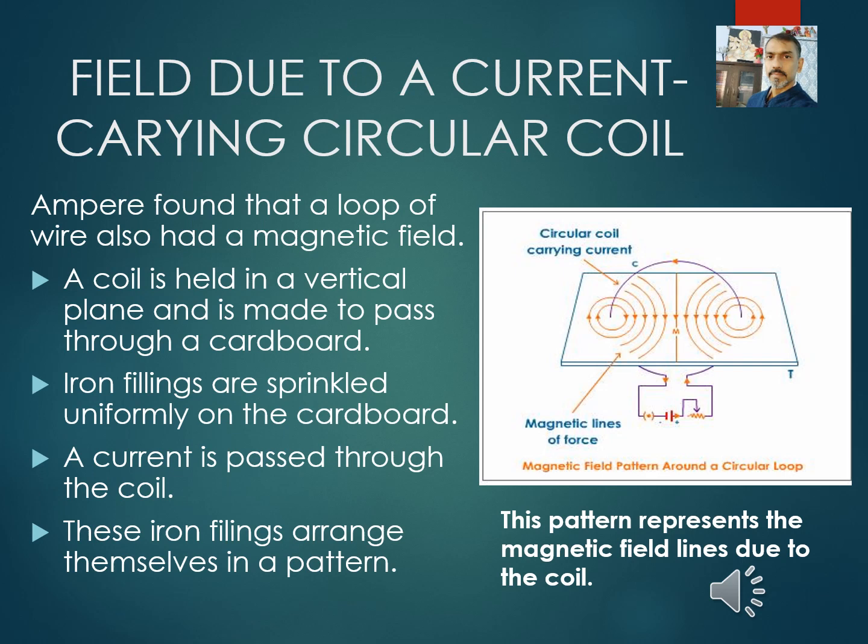Suppose this straight wire is bent in the form of a circular loop, and a current is passed through it. How would the magnetic field lines look like? Let's find it out with the help of an activity.